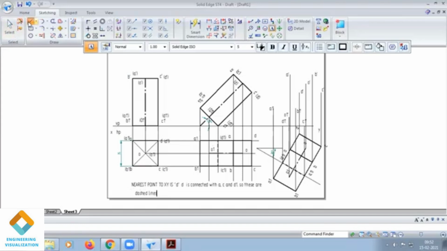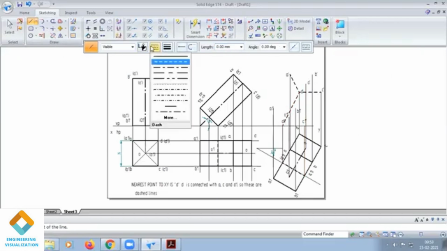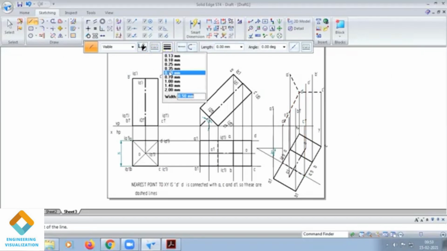So first we will construct the dashed lines. So dashed line from D to C, D to A, and D to D1. That is from D dash to A dash, D dash to D1 dash, D dash to C dash. Okay. Now rest of the thing it is written with a continuous line. Okay.